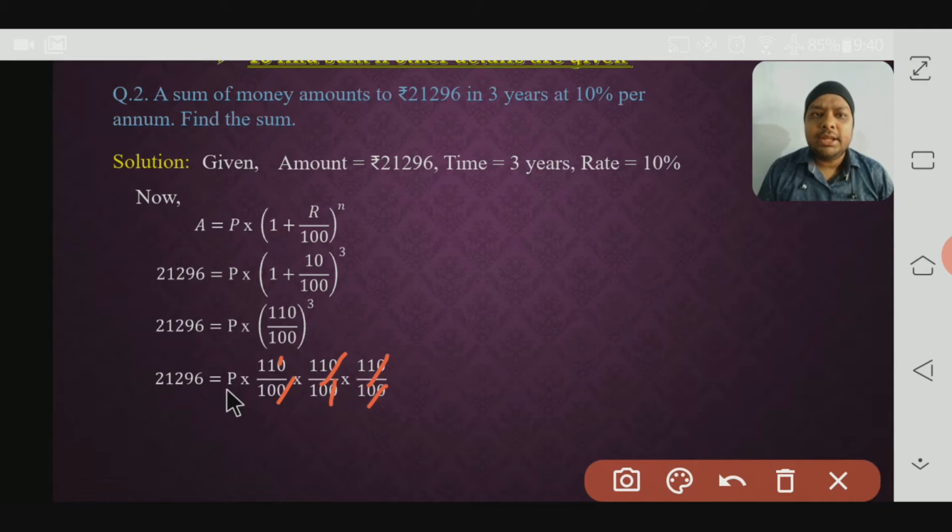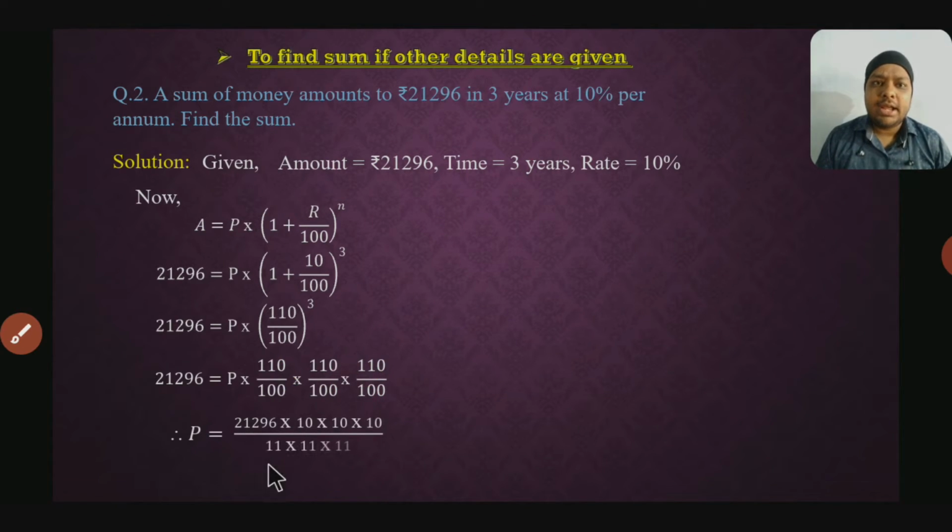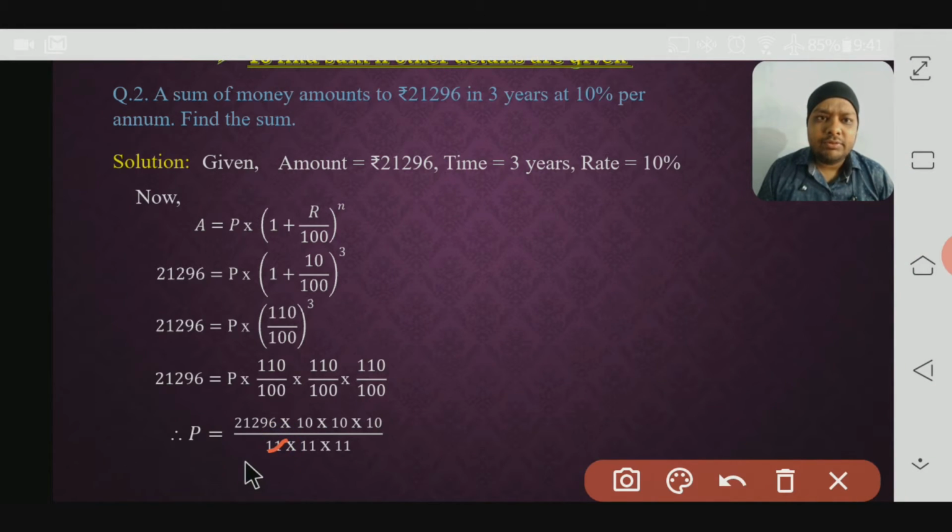Now we have to take this denominator to this side, to the numerator, and 11 into 11 in the denominator, and we can write it like this. Okay, now let's divide. Now if you divide 21296 by 11, how many times? 11 ones are 11, 11 nines are 99, and 2 is left, so 102. 11 nines are 99, it means 3 will be left, 39, 11 threes are 33, then 6.